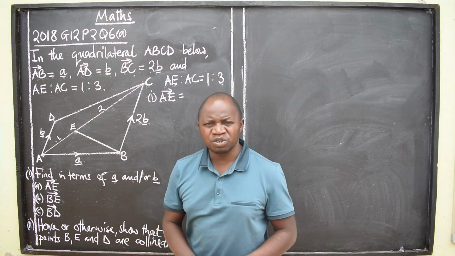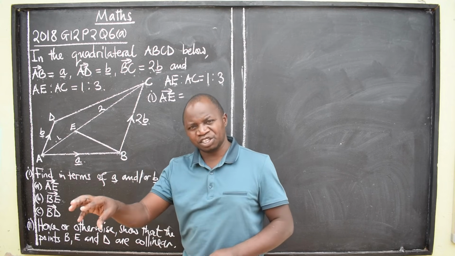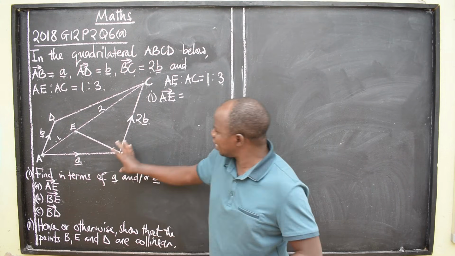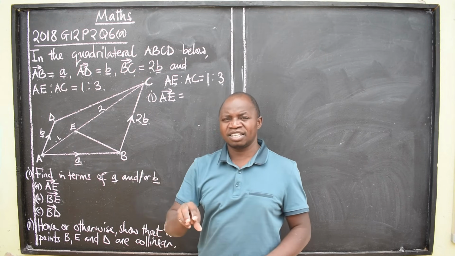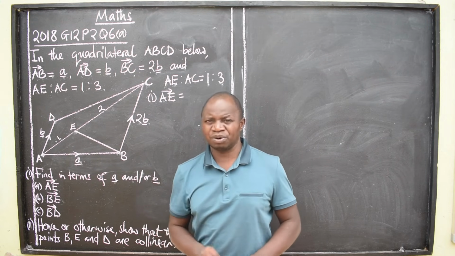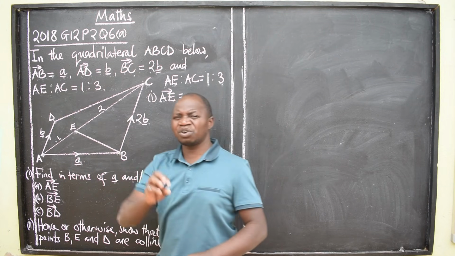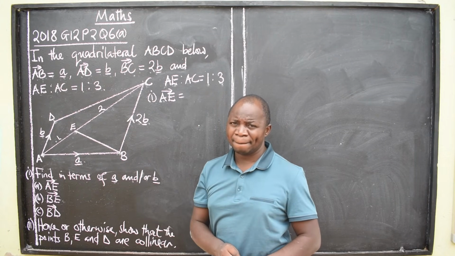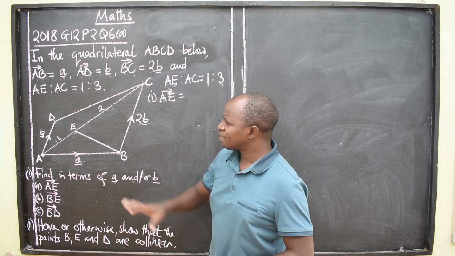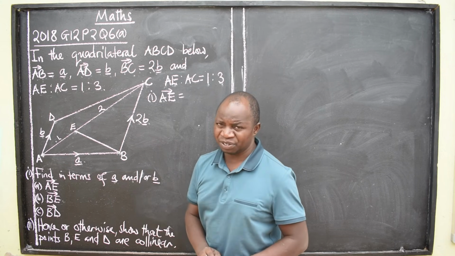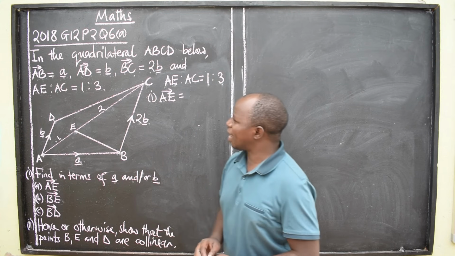In that case, what do you do? You think of the ratio. If routes here can't be used, then you think of what? Ratio. We have the ratio here, so it is this ratio that is going to give us the correct answer. Are we together? It is the ratio. Now we are going to apply the ratio.